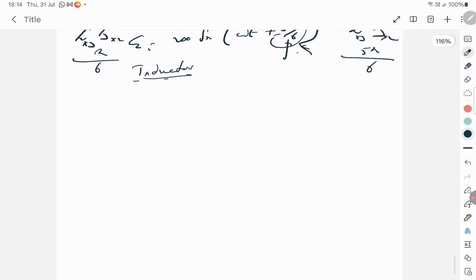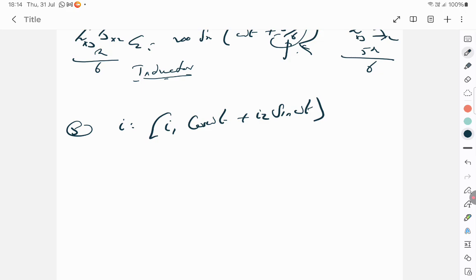So let's go to the next question. Fifth question. The RMS value of the current is given by I is equal to I1 cos omega t plus I2 sin omega t. Okay, they are asking me to find the RMS value of the current given by this. I think they are asking for the RMS value. I don't know. Then what is this?